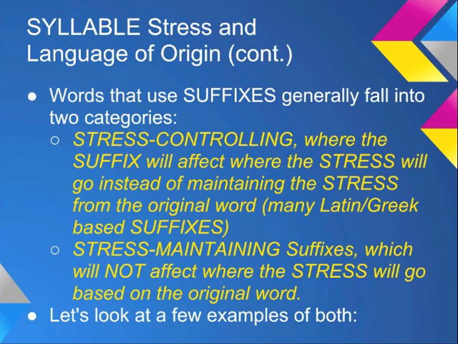Now, words that use suffixes generally fall into 2 categories. There are stress-controlling suffixes, where the suffix will affect where the stress will go, instead of maintaining the stress from the original word. This is true for many Latin and Greek-based suffixes. There are also suffixes that are stress-maintaining, which will not affect where the stress will go based on the original word. Let's look at a few examples of both.